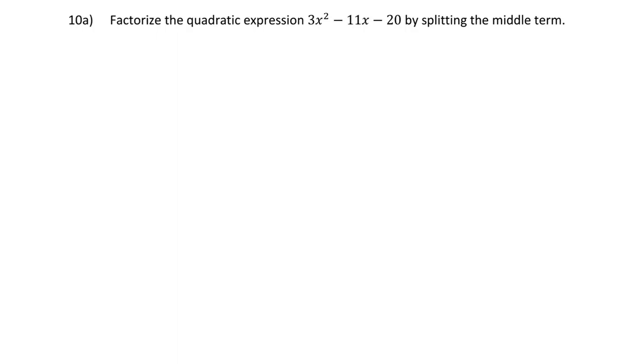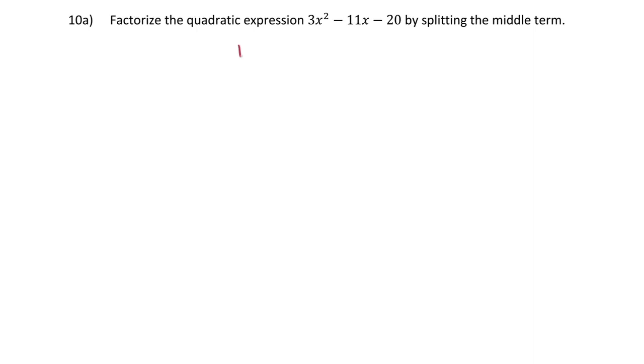Question number 10, part A. Factorize the quadratic expression 3x squared minus 11x minus 20 by splitting the middle term. Okay, so this is a quadratic expression problem, and the middle term from our expression is negative 11. To split this value, we are going to look for two factors that can be added to give negative 11. These two factors come from the product of the coefficient of x squared and the constant term, that is 3 and negative 20.